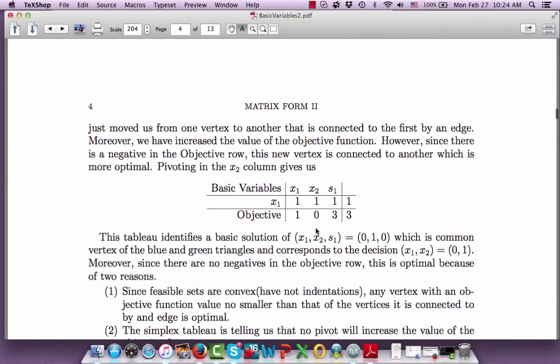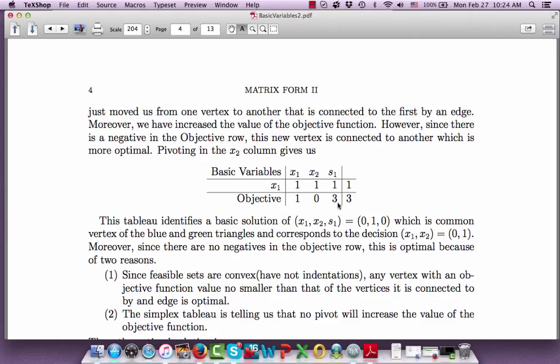By doing so, we now have an objective row with no negatives. The value of 3 here must be optimal. This is essentially because of convexity. The feasible sets are convex. So once you find a vertex where there's no negatives in the objective row, that's telling you that none of the vertices that are connected to it by some edge of the feasible set is going to give you a better or more optimal answer. Since the set is convex, that means this is an optimal answer.